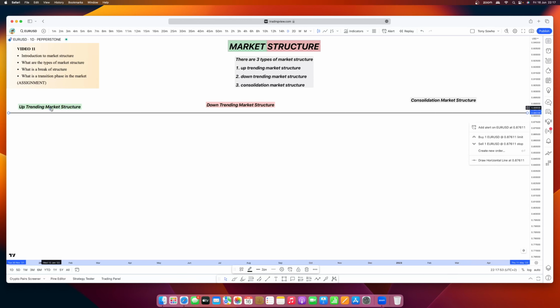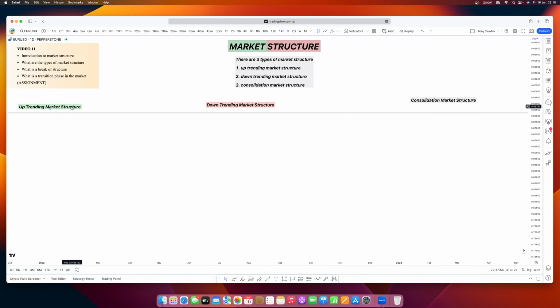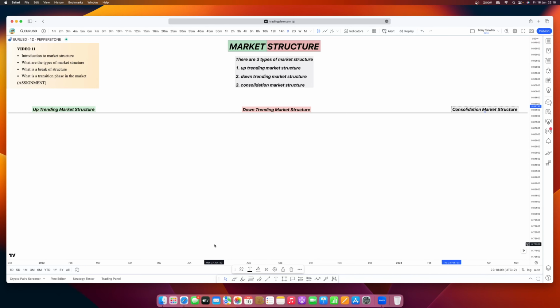Okay, we're gonna have this here as the uptrending. I have this as the downtrending, and we can have this area here as the consolidation market structure. So we divide it into three. I just want to make this very neat so you can have a very good understanding of what I'm talking about.